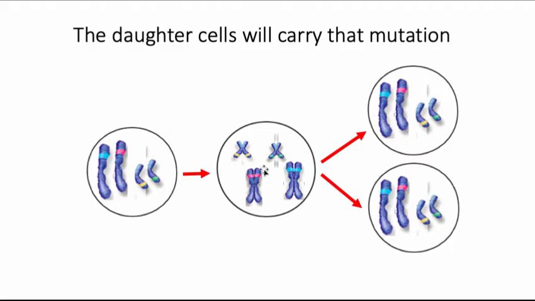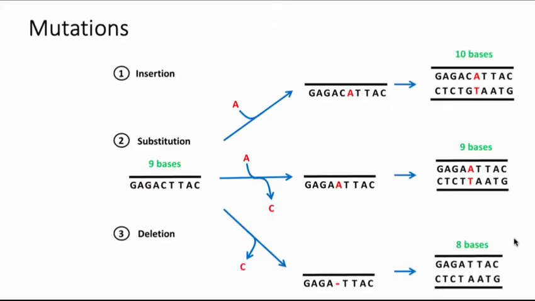Or if a mistake happened during DNA replication and it goes uncorrected and the cell divides, then that mistake will be present in the daughter cells. So what type of mistakes could happen? These mistakes are what we call mutations, although when we say mistakes, we assume they're bad.